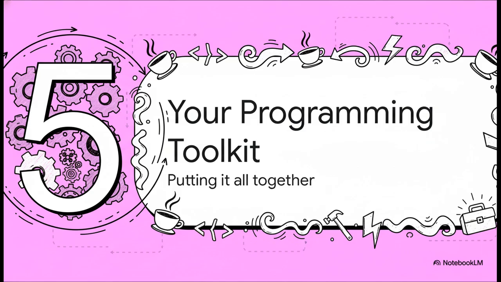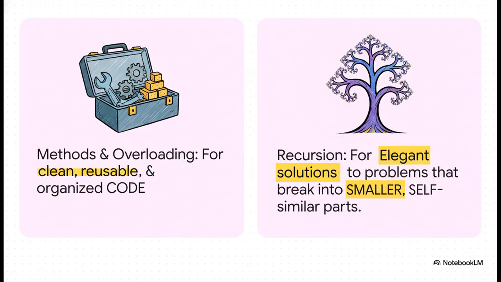Wow, okay, we have covered a ton of ground, and we've added some seriously powerful tools to your Java toolkit. Let's do a quick recap of how this all fits together. So, when do you use which tool? Here's the big picture. Your go-to for pretty much everything should be standard methods and overloading. Use them to organize your code, make it reusable, and create really intuitive programs. But when you come across a problem that can be naturally broken down into smaller, self-similar pieces, like navigating a file directory or calculating a factorial, that's when you should reach for recursion.